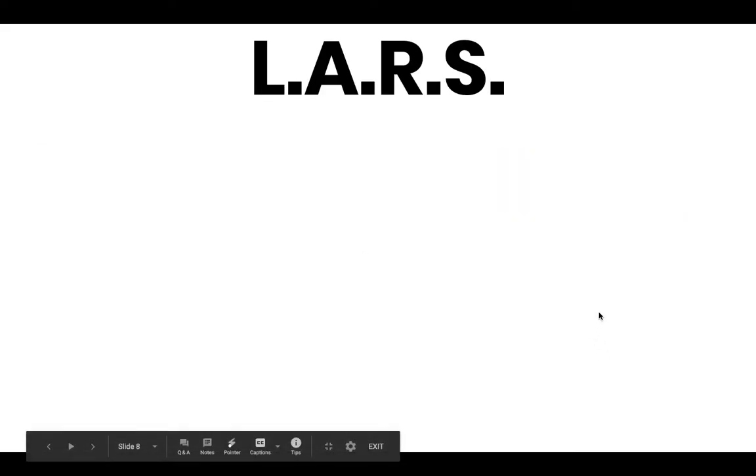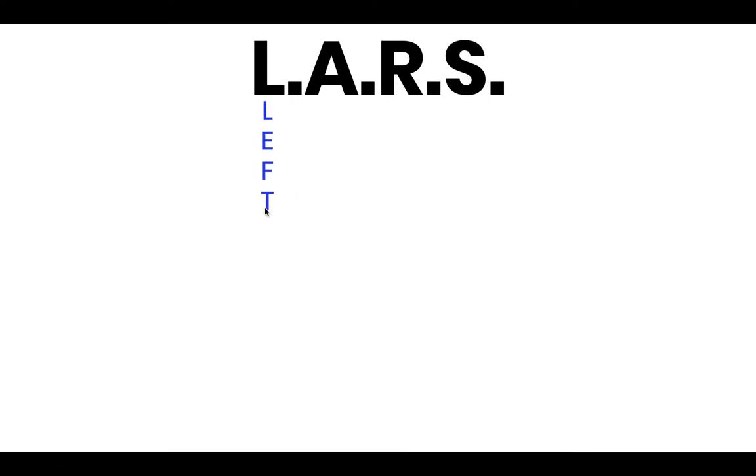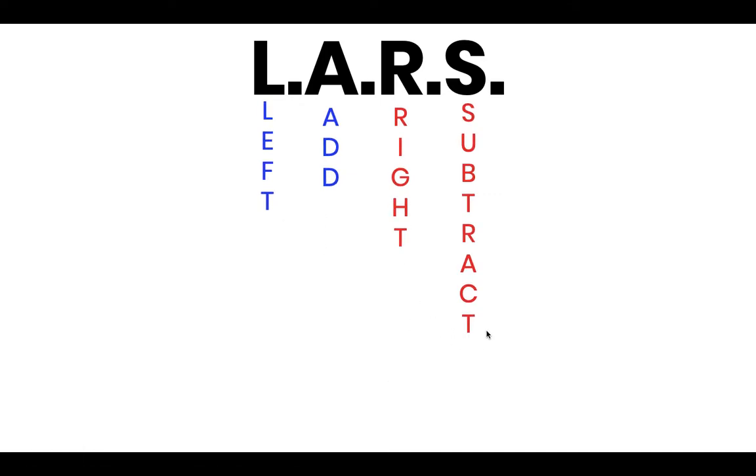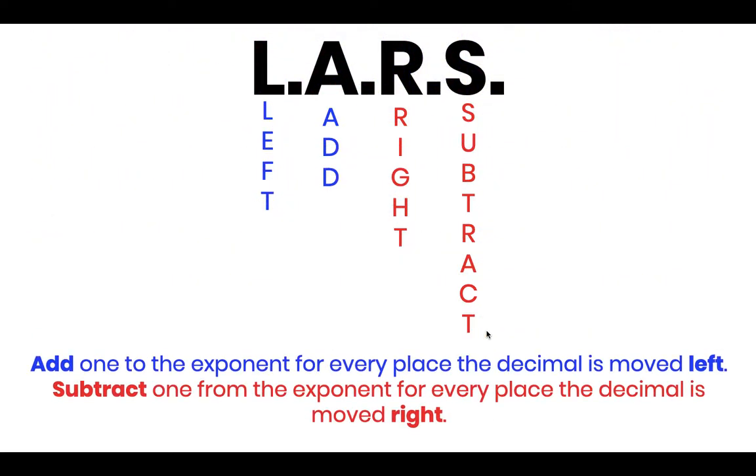So here's a little review of what LARS is. L stands for left. So if we move our decimal left, we need to add. So A stands for add. If we move our decimal to the right, we need to subtract. So L is left, A is add, R is right, and S is subtract. So left and add go together, or right and subtract go together. Add 1 to the exponent for every place value you move to the left. You subtract 1 for every place value the decimal moves to the right.